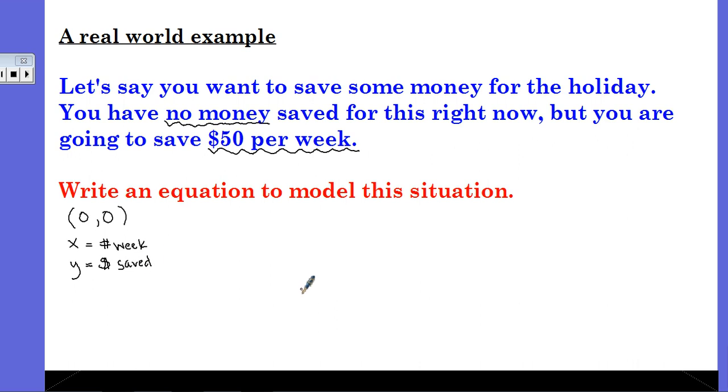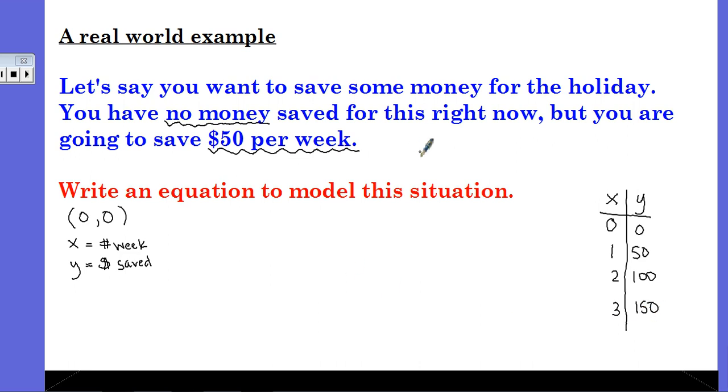Okay, so I can come up with a few ordered pairs just based on that information that I've created. I can do an XY table really quick, or I could just list ordered pairs. So we already have 0, 0. After 0 weeks, you have no money saved, right? After the first week, you should have $50 saved. Okay, and then using that same logic, after the second week, we'd have 100. After the third week, we'd have 150.